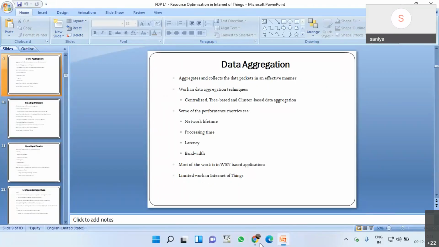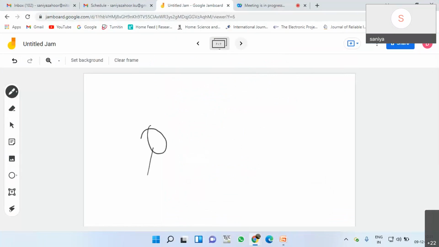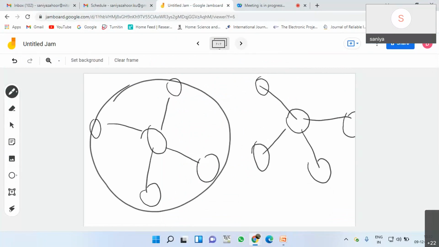So your network is divided in the form of clusters. This is cluster 1, okay? It works in a centralized manner, and there is some other cluster also. So this central point is called cluster head in this scenario. So clustering means you divide your network into clusters.